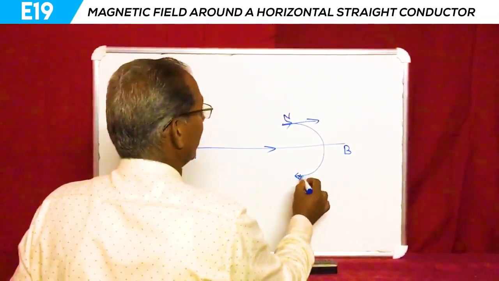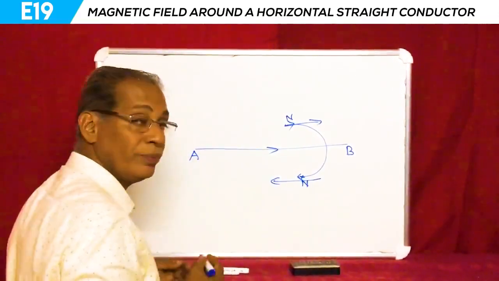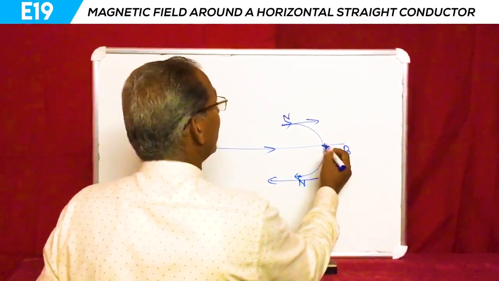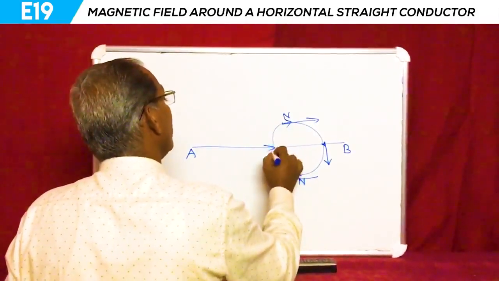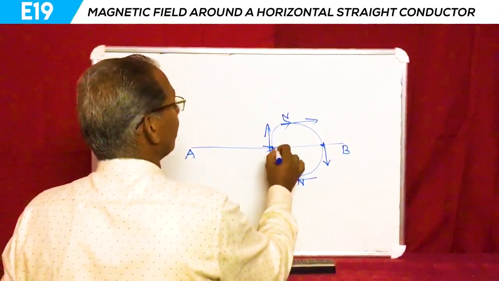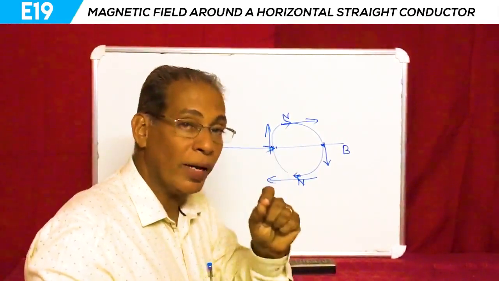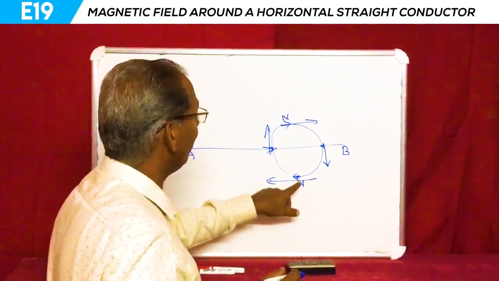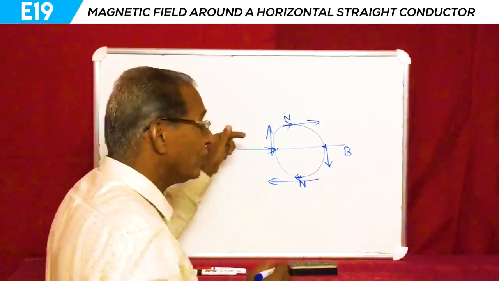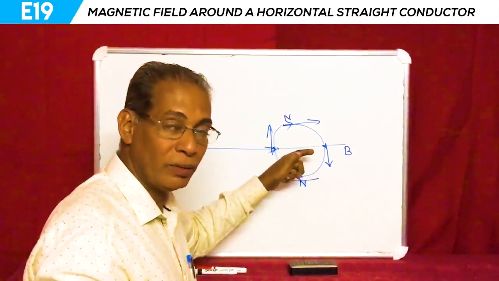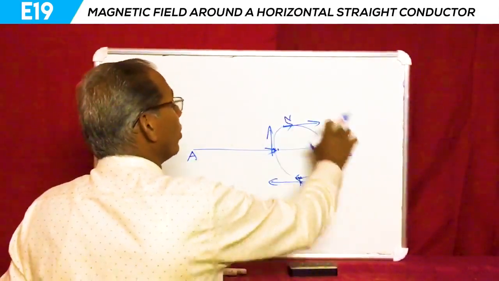And if it is here, it will move in this direction. North pole will move towards left. And if it is here, it will move down. And if it is on the other side, it will move up. Or we can say that at any point the magnetic field will repel the north pole in a direction called tangent, which you have studied already. Tangent to this point in clockwise direction.